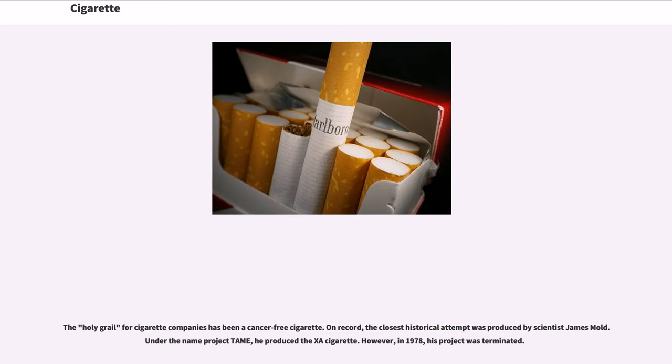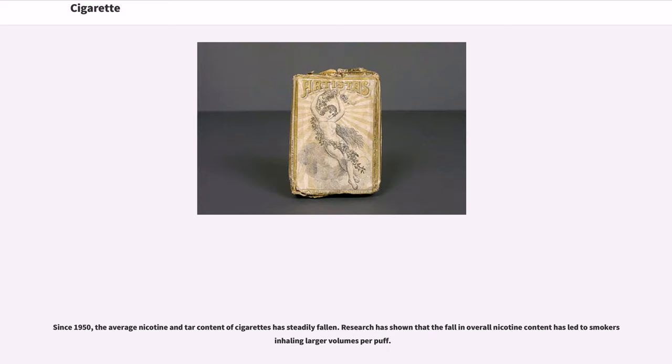The holy grail for cigarette companies has been a cancer-free cigarette. On record, the closest historical attempt was produced by scientist James Mould. Under the name Project AIM, he produced the safe cigarette. However, in 1978, his project was terminated. Since 1950, the average nicotine and tar content of cigarettes has steadily fallen. Research has shown that the fallen overall nicotine content has led to smokers inhaling larger volumes per puff.